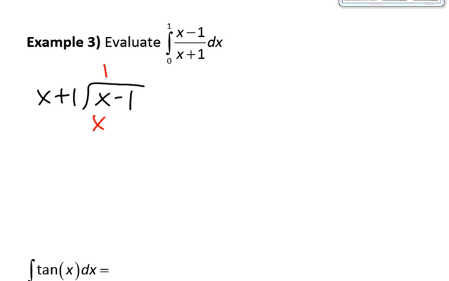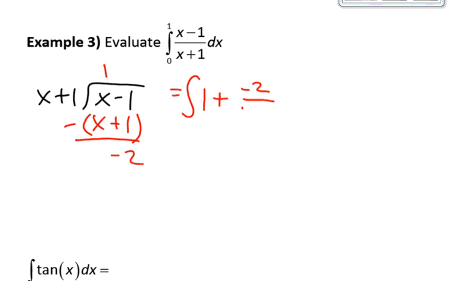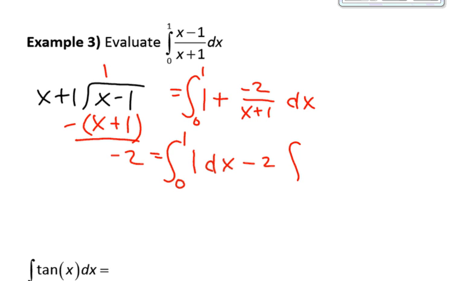So we get x plus 1, subtract, and we get, oh, hold on, what did I do? Okay, sorry, that should be plus 1 there, and then you have negative 1 minus 1, which is negative 2 as our remainder. So this becomes the integral of 1 plus negative 2 over x plus 1, from 0 to 1. Now I can separate that into the integral from 0 to 1 of 1 dx minus 2 times the integral from 0 to 1 of 1 over x plus 1 dx.